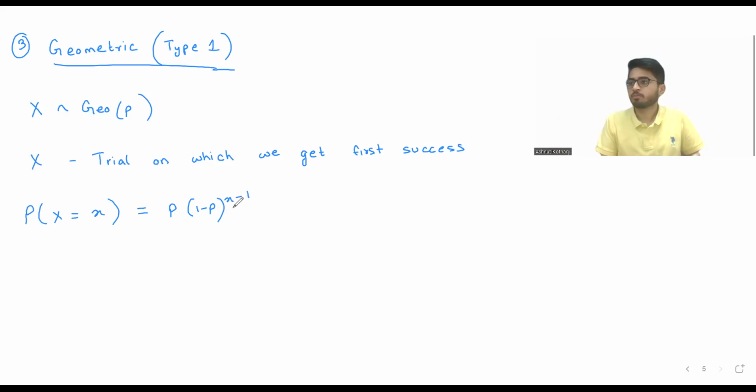1 minus p whole to the power x minus 1. This is nothing but basically probability of failures in the first x minus 1 trials. And on the xth trial, I get nothing but a probability of success, which is nothing but p. Now just tell me, if I am looking for my first success, what is the minimum number of trials I need to conduct? 1. To get first success, I need to conduct the trial at least once. So x can take the values 1, 2, 3, and so on till infinite.